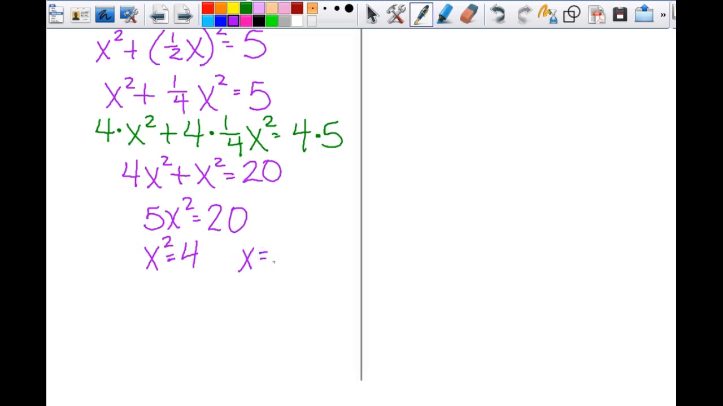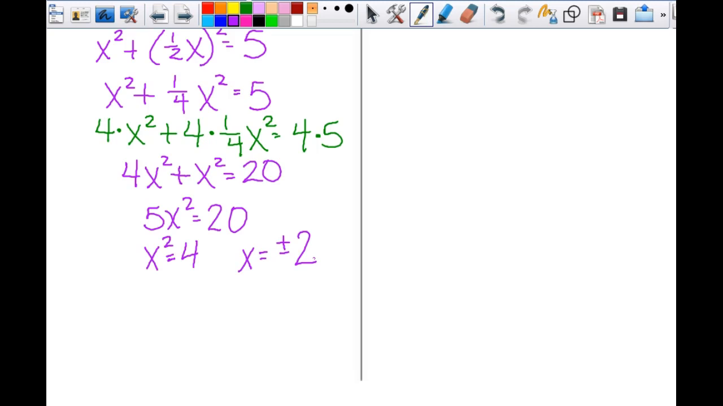Plus or minus 2. Jacob is on fire today. It is plus or minus 2. If you just do 2, you are wrong. Okay? When you take the square root, you get 2 answers. And this isn't representing the radius, so I need both of them here, right?